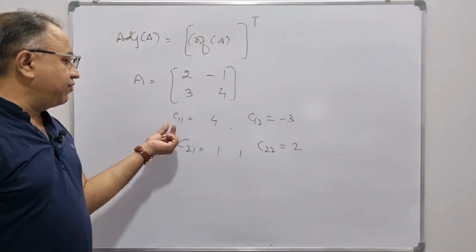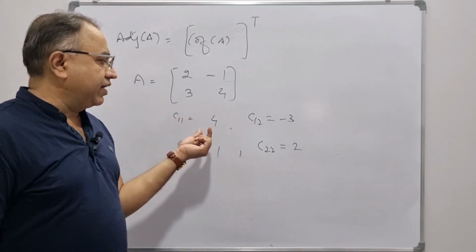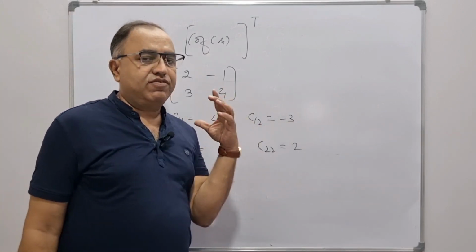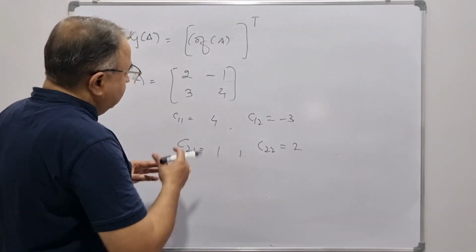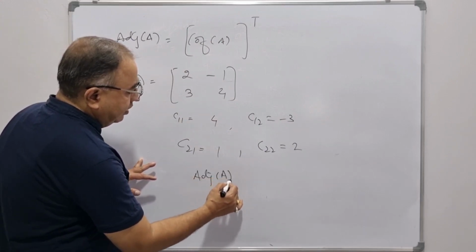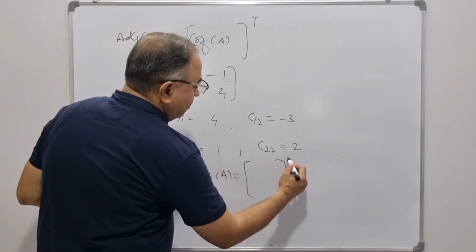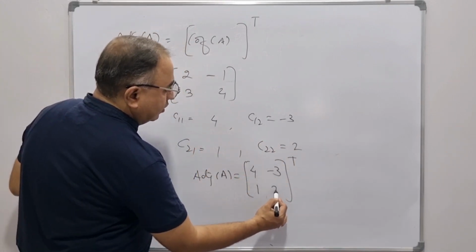So wherever the sum of i and j is even, there is no change in the sign, but wherever it's odd, the sign will change. The minor will get multiplied by minus. This is how we find cofactors. Now we replace all this to find out adjoint of A. You need to find the transpose of corresponding cofactors. So corresponding cofactors are 4, minus 3, 1, 2.